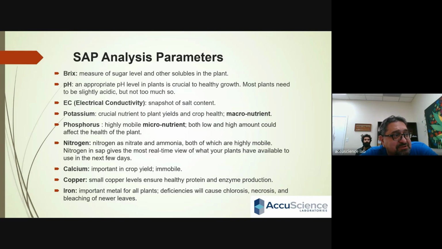Nitrogen in SAP analysis is the most real-time view of what your plant has available to use in the next few days. Calcium is important in crop yield. Copper, in small amounts, ensures healthy protein and enzyme production. Iron is an important metal for the plant. Deficiency will cause chlorosis, necrosis, and bleaching of the newer leaves.